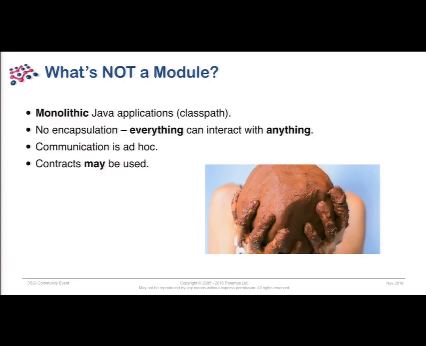So what is not a module is a traditional monolithic Java application, this big ball of mud with loads of jars on the class path. A monolithic Java application has no encapsulation between these things called jar files, which are units of deployment, because any type can interact with any other type on the class path. The communication between those so-called modules, or within the pieces of that monolith, is ad hoc and tends to be uncontrolled. Contracts, in terms of Java interfaces, may be used, but not very rigorously.